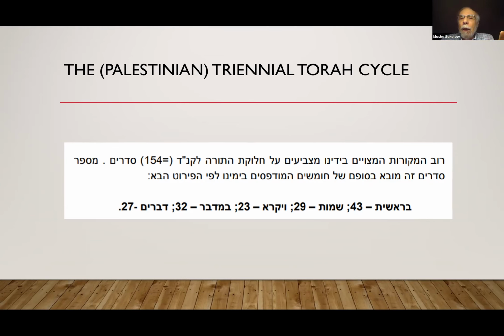However, at that same time, in the land of Israel, and throughout the Jewish world, in those communities that followed the precedents of the academies of the land of Israel, the Torah reading was still completed only every 3 years, known as the Triennial Torah cycle.